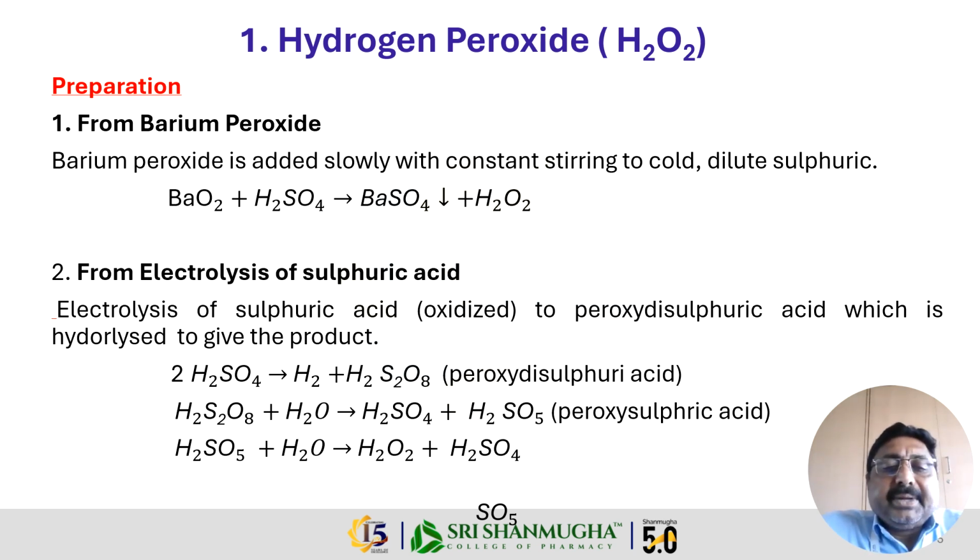In the electrolytic method, the sulfuric acid is first oxidized. We will get peroxydisulfuric acid, which is hydrolyzed to give peroxysulfuric acid. Then further hydrolysis of peroxysulfuric acid gives hydrogen peroxide.